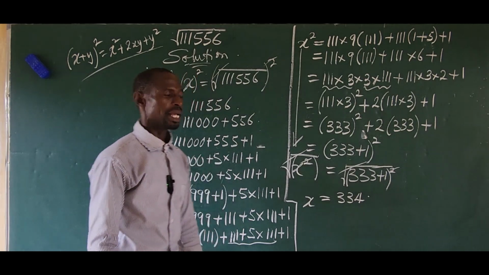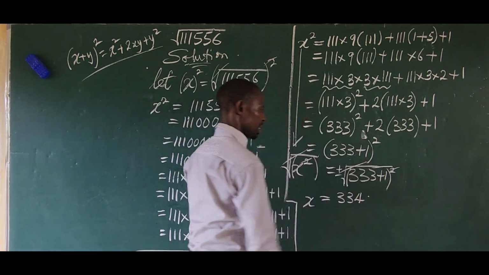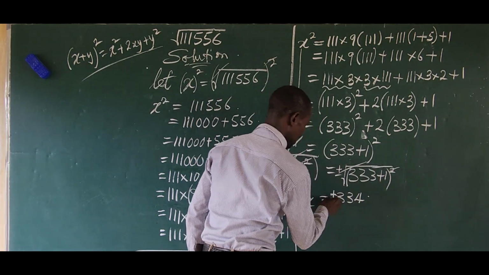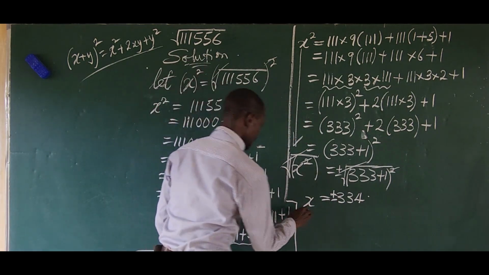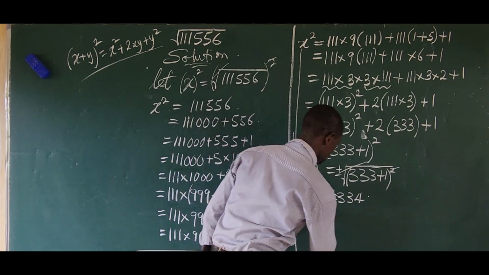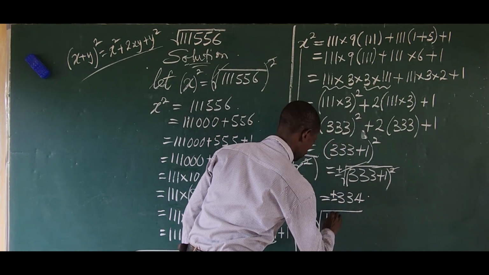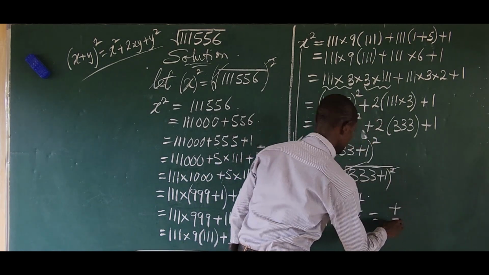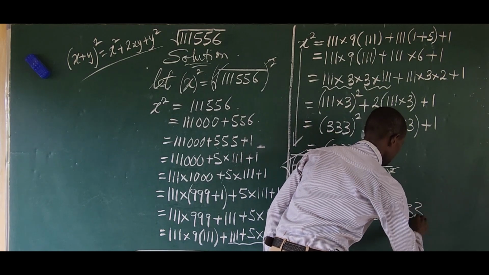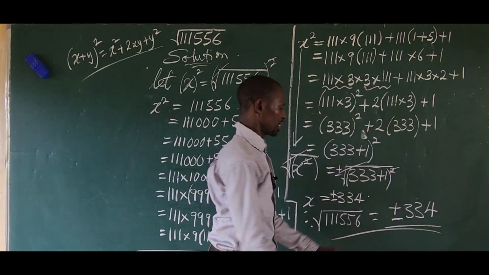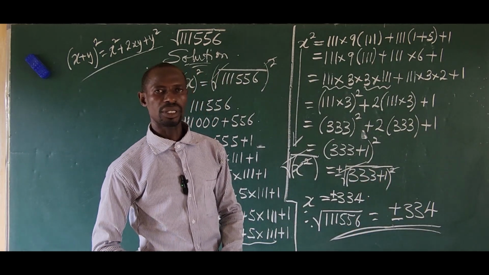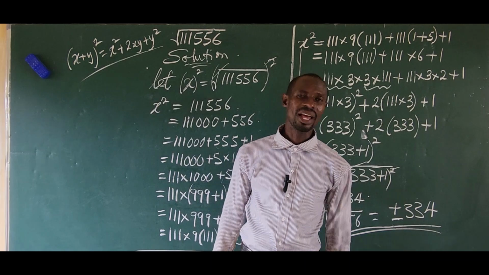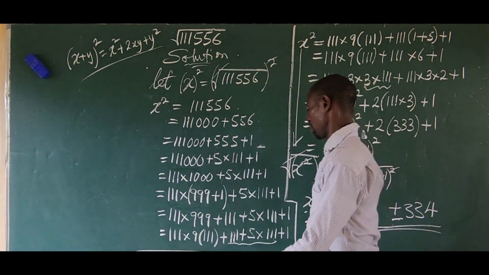So what does that imply? Again, we have to introduce our plus minus. Okay, so we have here plus, minus. Now, in all, we cannot say that without the use of the calculator, the square root of 1, 1, 1, 5, 5, 6 is equal to plus minus 3, 3, 4. If you put the whole of this into your calculator, you will discover it will give you plus minus 3, 3, 4. So that is how you evaluate an expression of this kind without the use of the calculator.